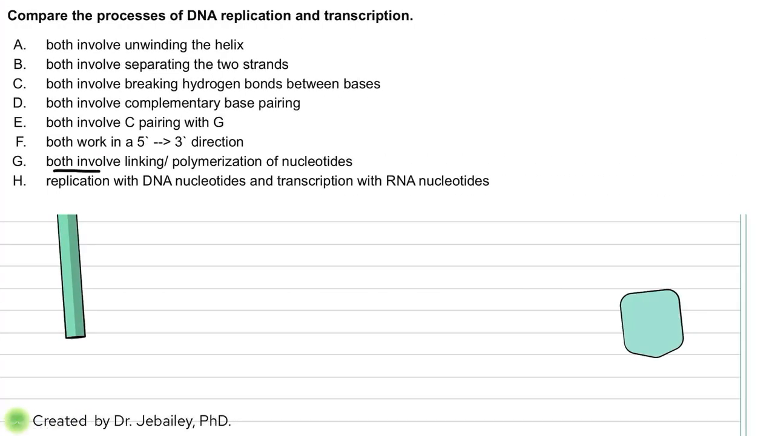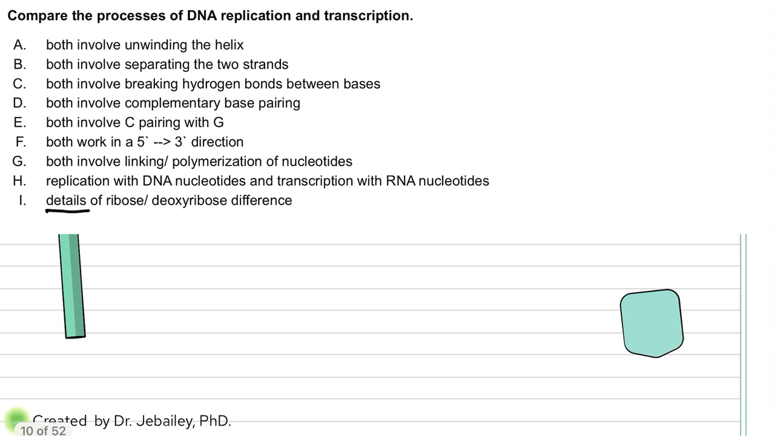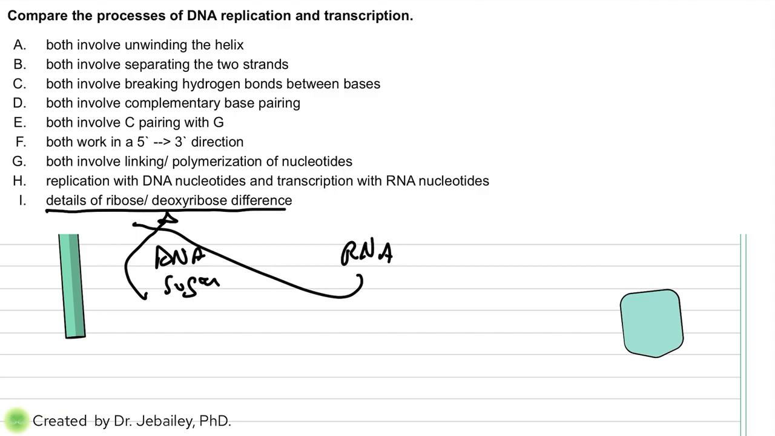Both involve linking the nucleotides, in replication with DNA nucleotides, in transcription with the RNA nucleotides. Now here, I guess from this point on, they start to see the differences. Details of ribose and deoxyribose is the difference. That is true. Why? In DNA, all the sugar is known as deoxyribose, and in RNA, all the sugars will be ribose.